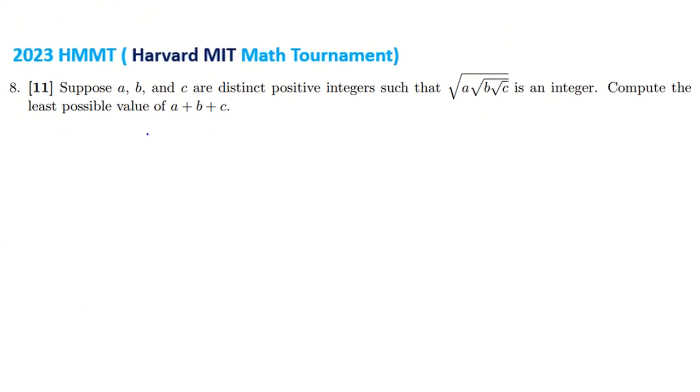It says suppose A, B, C are distinct positive integers and root A times root root B times root root C is an integer. Compute the least possible value of A plus B plus C. They are distinct and positive integers.